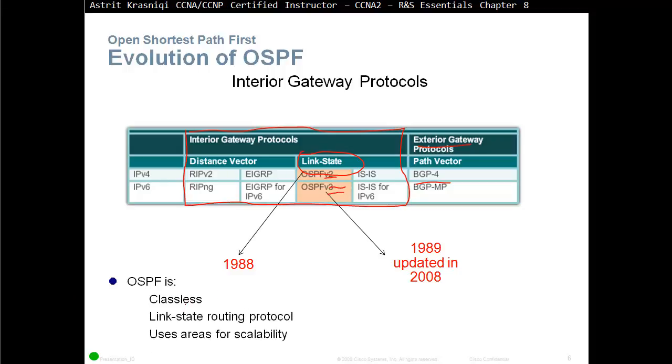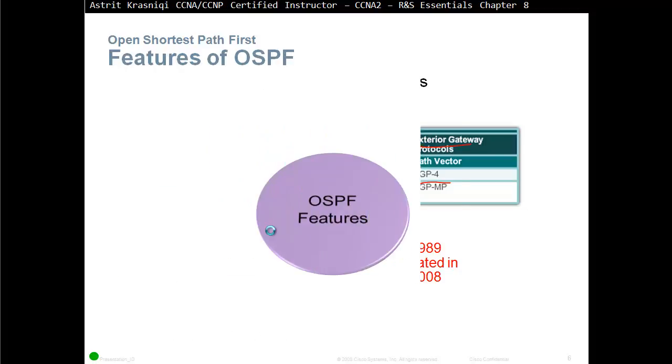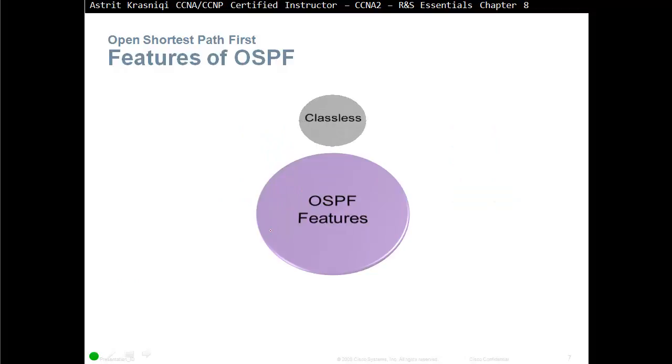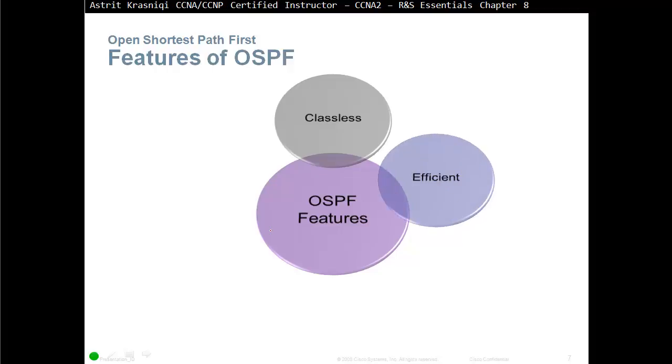So it uses areas for scalability. OSPF can scale, so it works very well in small networks as well as in large networks. And if we need to scale to large networks, then we use areas. So these are some of the features of OSPF. Like we said, it's classless by design. It does send the subnet mask with routing updates, and it's very efficient.